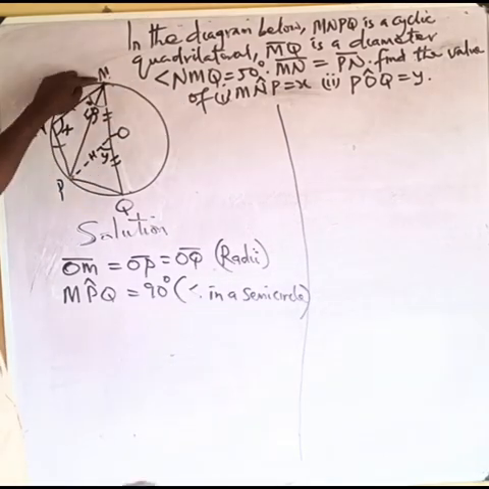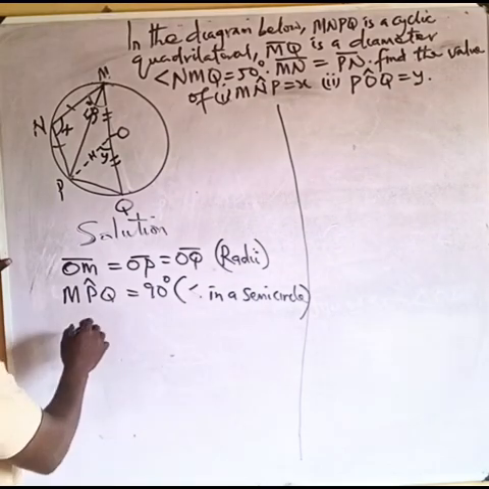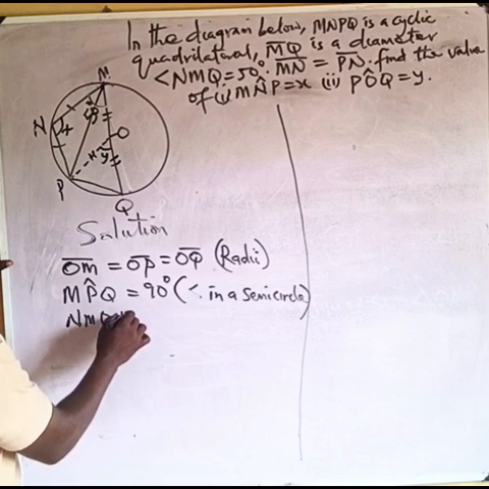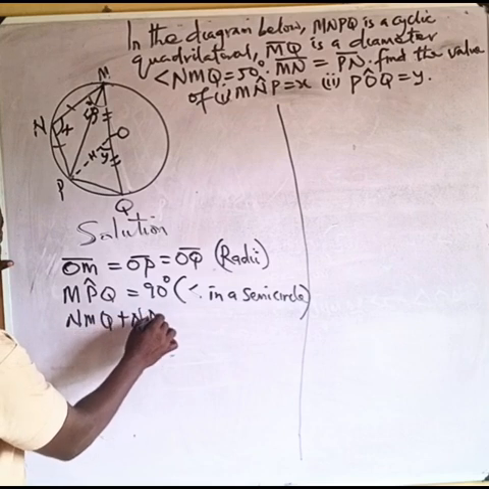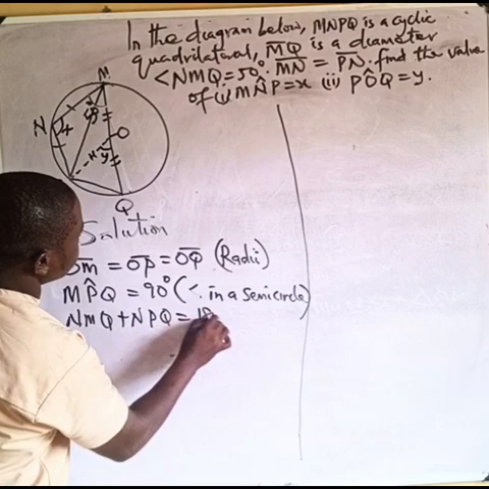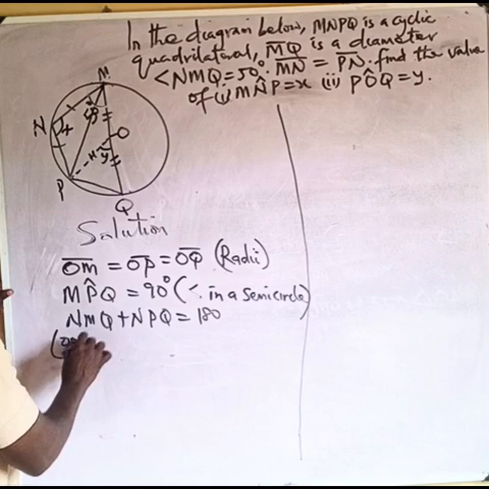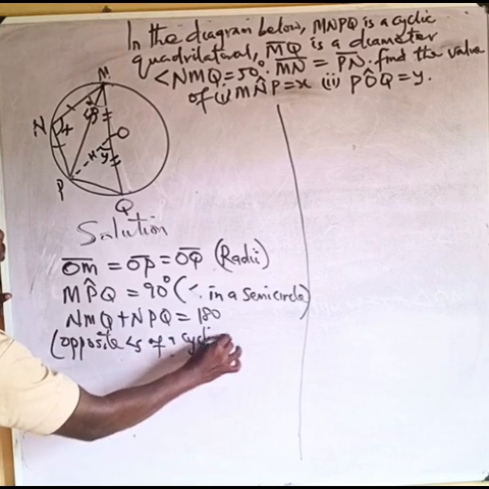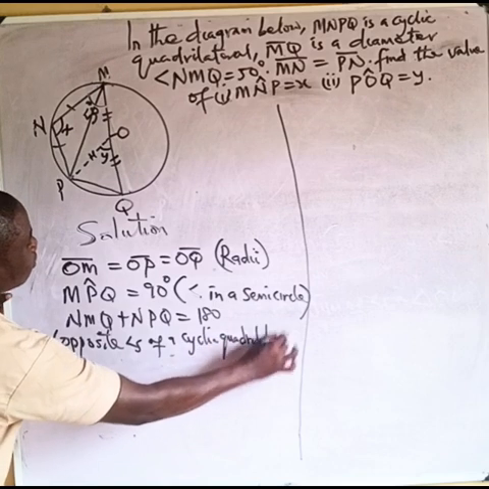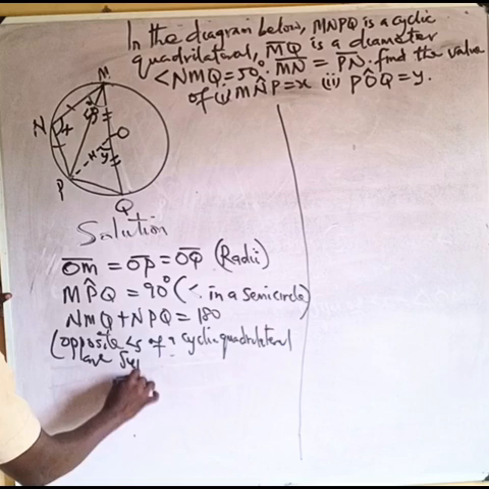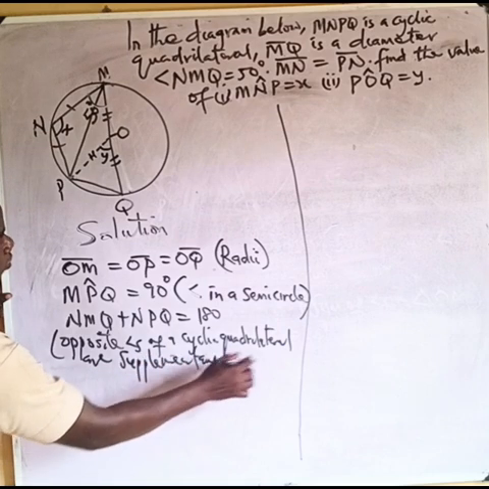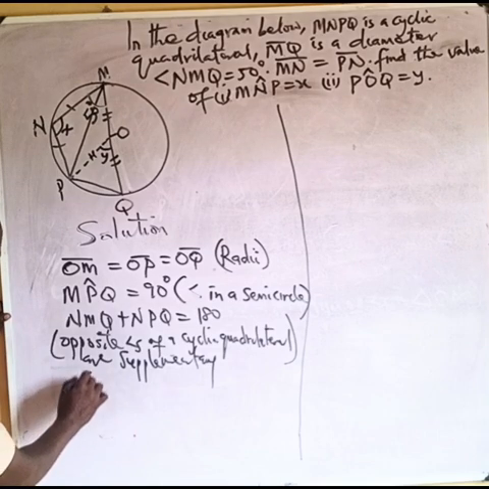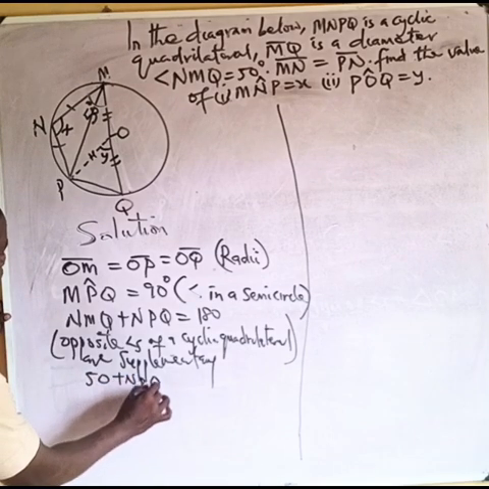So note that we are told that MNPQ is a cyclic quadrilateral. Therefore, angle NMQ plus angle NPQ is equal to 180 degrees. Reason: opposite angles of a cyclic quadrilateral are supplementary. And this is already 50. So now I have 50 plus NPQ is equal to 180.